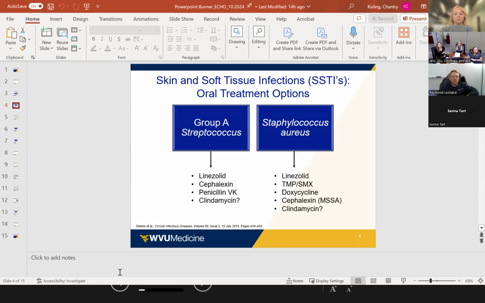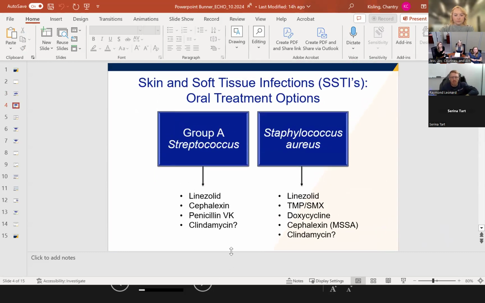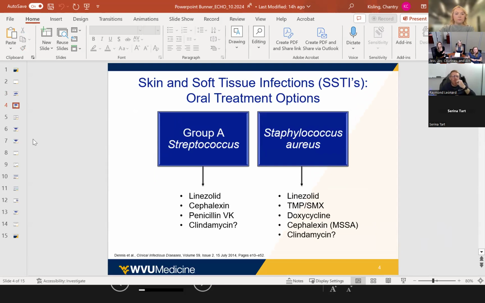With the most recent IDSA SSTI guidelines, which really aren't that recent because the last time they were updated was July of 2014, which was about 10 years ago, which is crazy. But these are the oral treatment options for either group A strep or Staph aureus. You can see that they're pretty similar with the exception of doxy, which doesn't really have great strep coverage, but can be used in Staph aureus at times when it shows susceptibility.